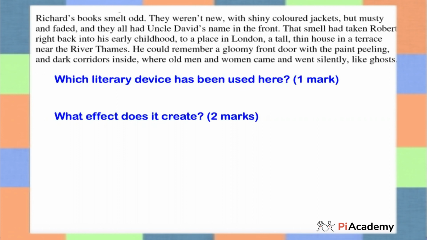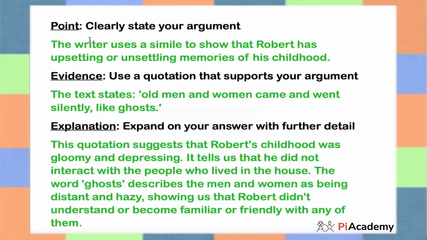Okay, so we're looking at which literary device has been used here for 1 mark, and then what effect does it create? So I'm going to show you an example answer that would achieve the full 3 marks for this. So let's have a look. We've separated it into point, evidence, and explanation.